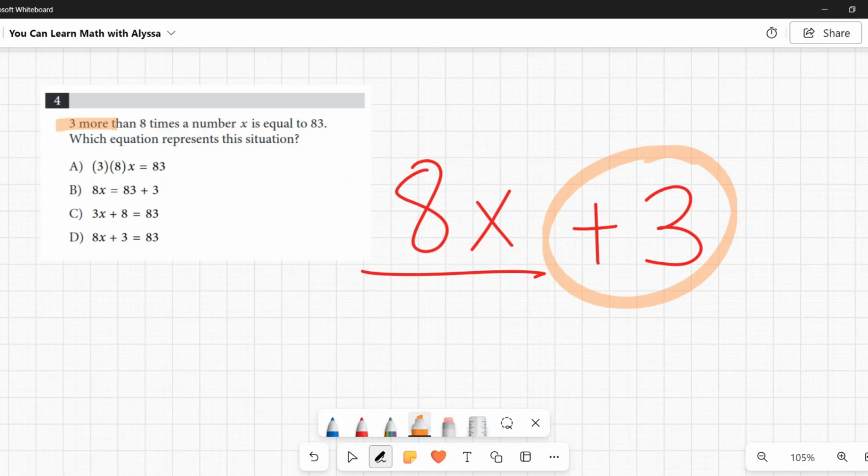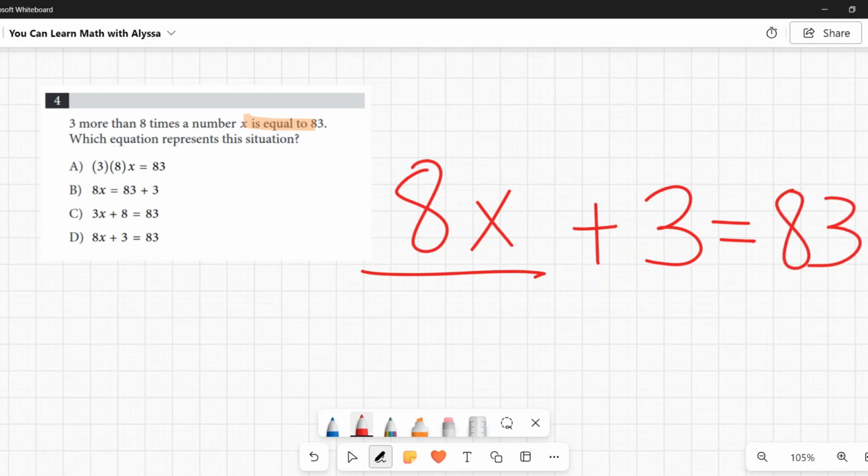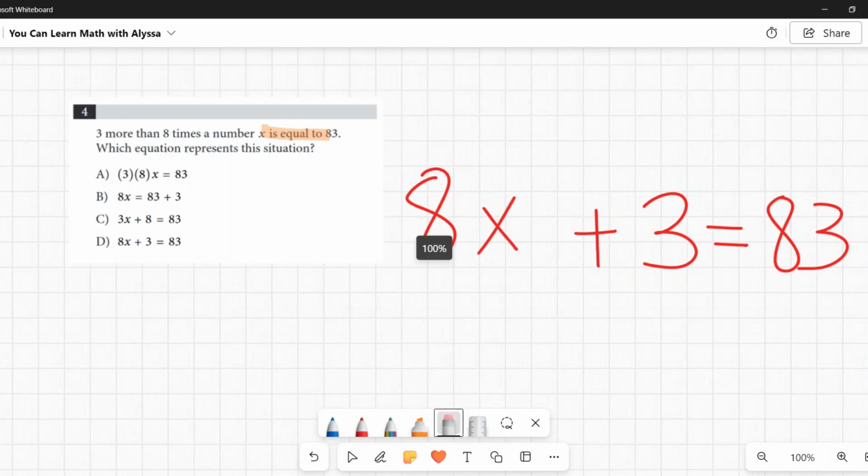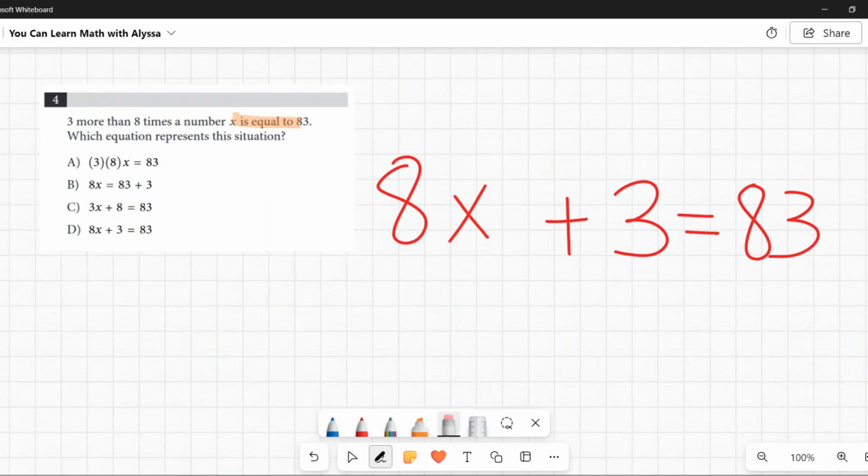And it says is equal to, so there's my cue to put in equals, is equal to 83. And I've written down everything they've given me. 3 more than 8 times the number x is equal to 83. Now I just need to look over here and see which of these matches it. First, 3 times 8, nope. 8x equals 83 plus 3.